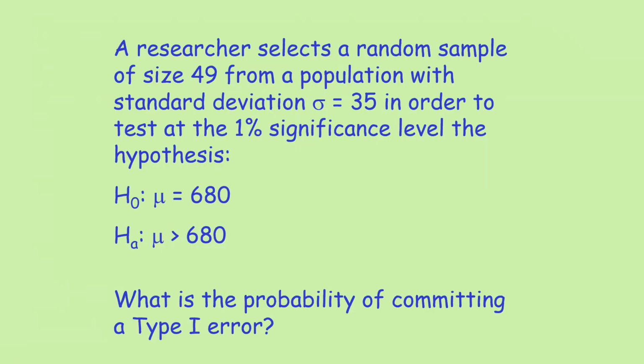So let's look at an example. A researcher selects a random sample of size 49 from a population with standard deviation sigma equals 35 in order to test at the 1% significance level. So again, our null is that mu equals 680, and our alternative is we're suspecting that mu is greater than 680. So what is the probability of committing a type 1 error? Well, type 1 error is alpha, so at the 1% significance level, alpha would be 0.01.